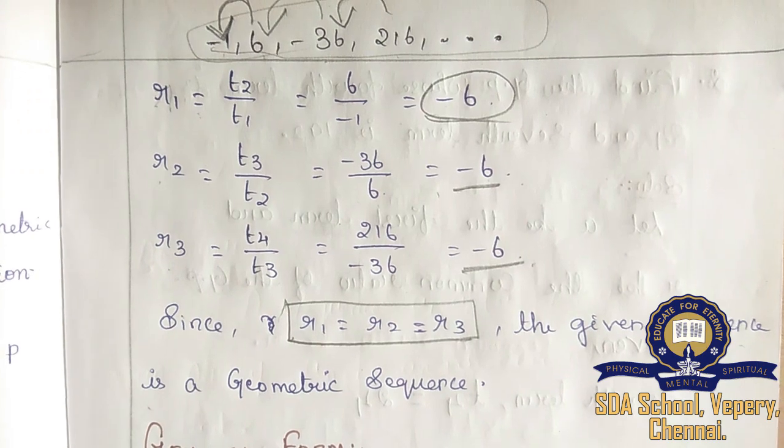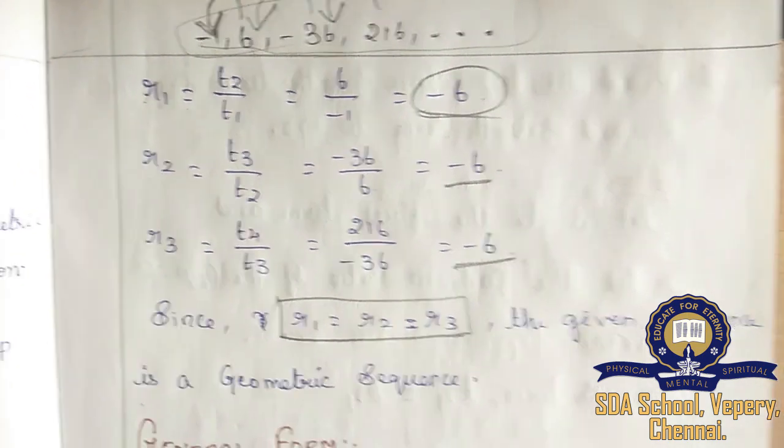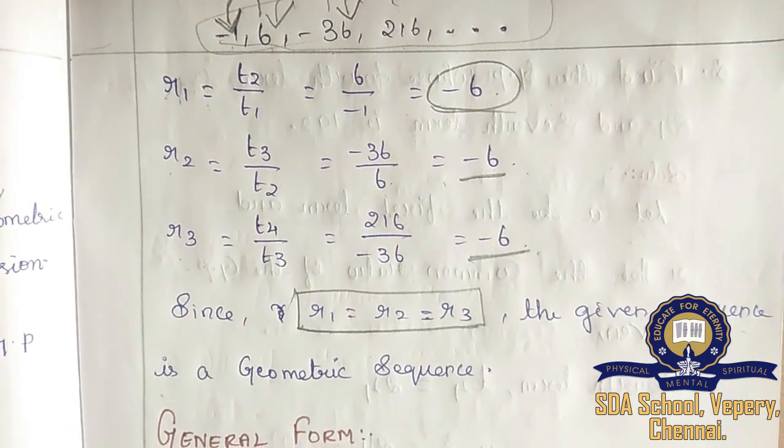Okay, so if you want to prove the given sequence is an arithmetic sequence, you want to say that all the common differences of the sequence should be the same.